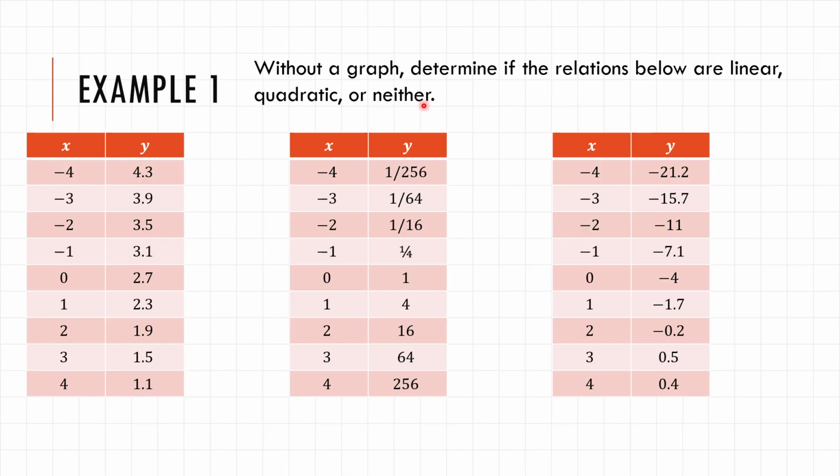Without a graph, are you going to be able to determine if these relations are linear, or if they're quadratic, or if they're neither? Pause the video here and take as long as you need to see if you can figure out which of these is which.